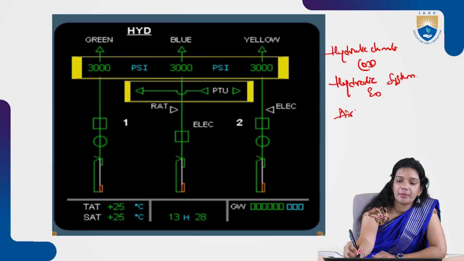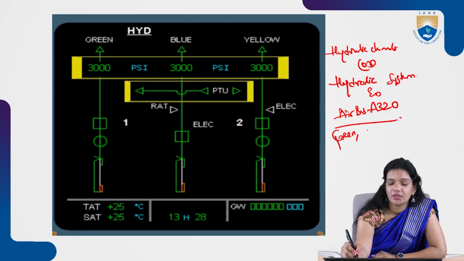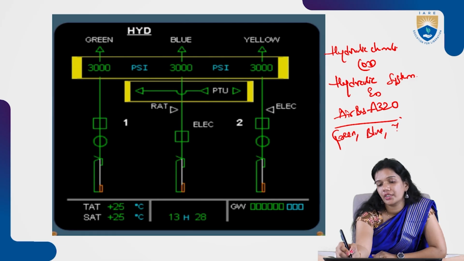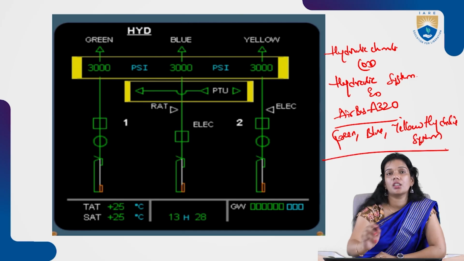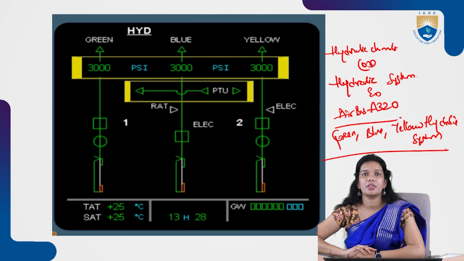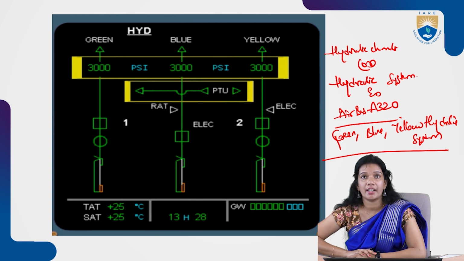So in Airbus A320, we have green, blue, and yellow hydraulics. All right, so this is the cockpit view. How is it going to look, or what are all the different things that I have here, right?